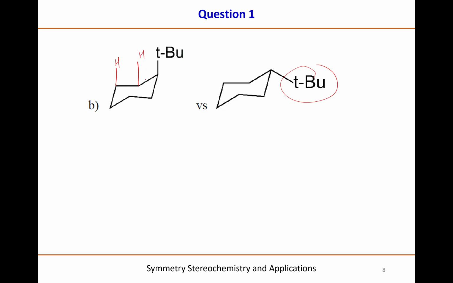Why am I talking about this one? If I draw it again, I will show here the 1,3 diaxial interaction is there. How will I explain here? Suppose we have here the first carbon, then this tertiary butyl group. Here all are CH3, and here we have CH2, correct.